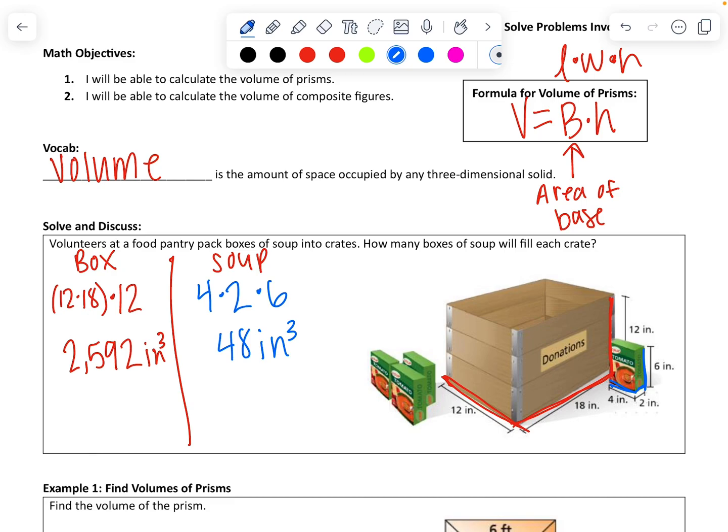We want to know how many boxes of soup can fit into the box. So we have to divide the volume of the box by the volume of the soup. That's 2,592 divided by 48, and you should get 54. So that means the box can hold 54 boxes of soup.